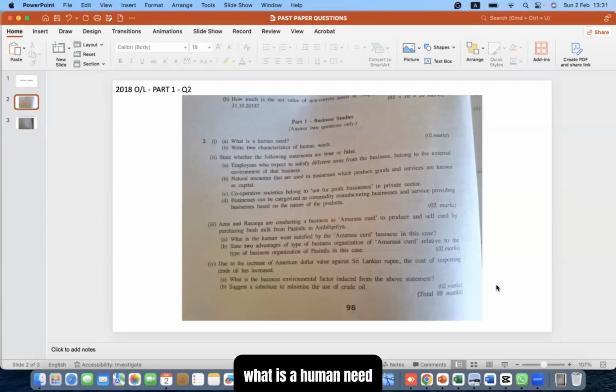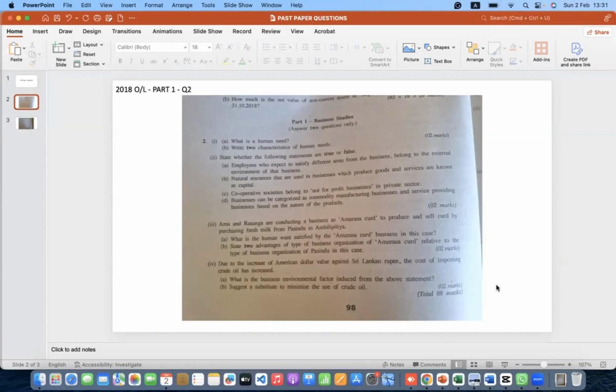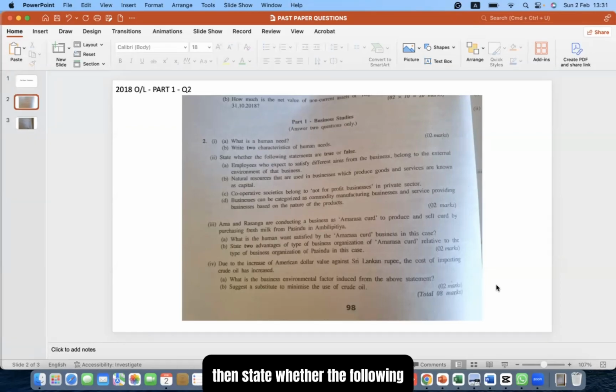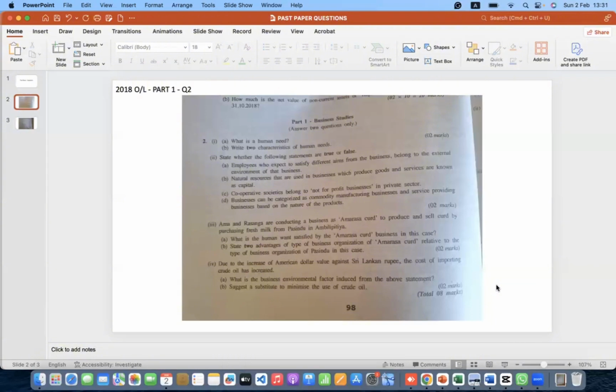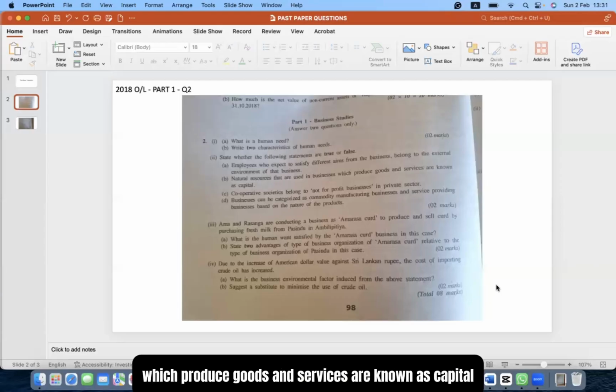Question number two: What is a human need? Write two characteristics of human needs. Then state whether the following statements are true or false. Employees who expect to satisfy different aims from a business belong to the external environment of that business. Natural resources that are used in the business which produce goods and services are known as capital.